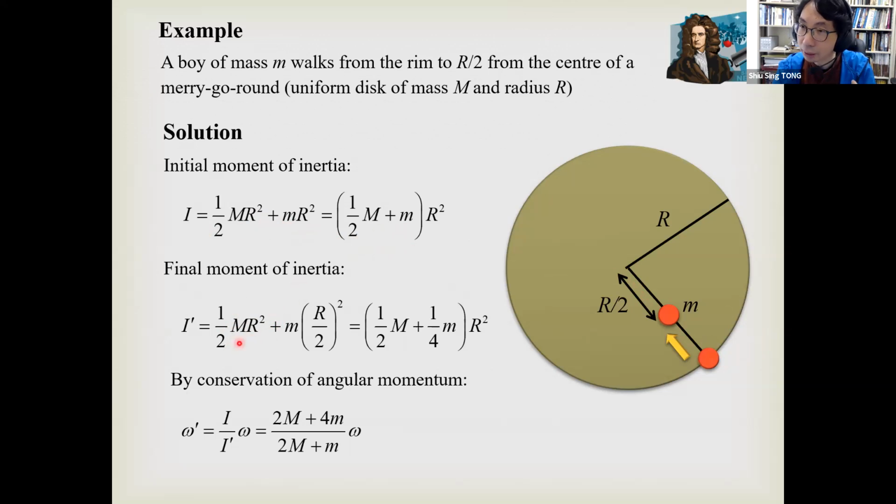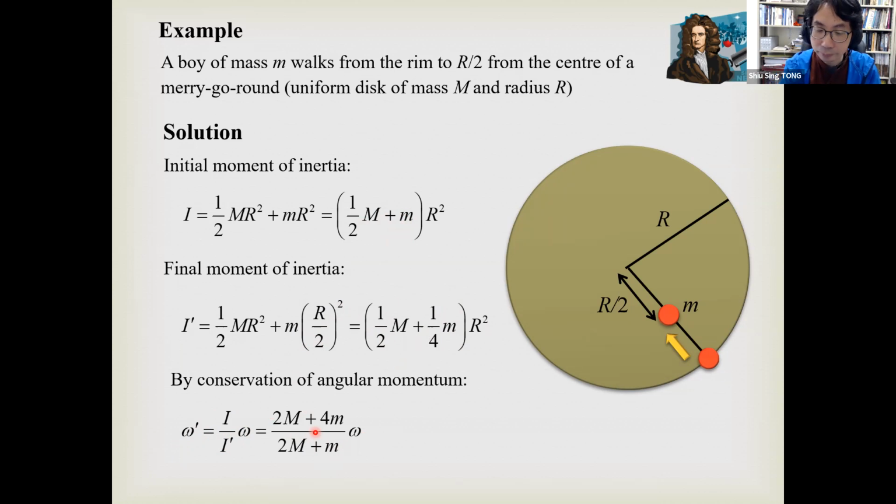This doesn't change. It still has the moment of inertia of ½MR², but now the boy has walked in and is now at a distance R/2 from the center. So the boy's contribution to the moment of inertia has changed, and the new moment of inertia due to the boy is m(R/2)². So that results in the new moment of inertia. And by conservation of angular momentum, the new angular speed is I/I′ multiplied by the old angular velocity. And so we substitute these two values into the equation, and that gives you the result.